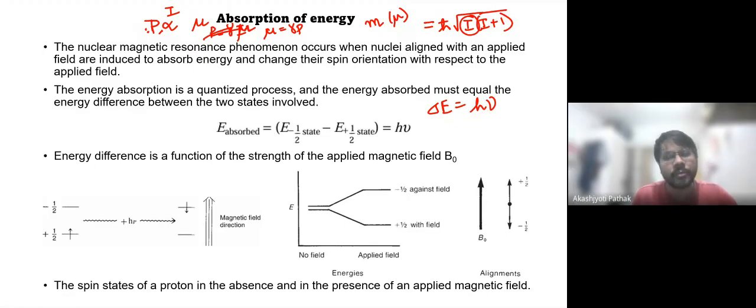So in case of a proton, the absorbed energy for transitioning a nucleus from a lower energy state to a higher energy state will be given by this expression: E minus half state minus E plus half state. So this is basically delta E equal to h nu. The energy difference is a function of the strength of the applied magnetic field B naught.